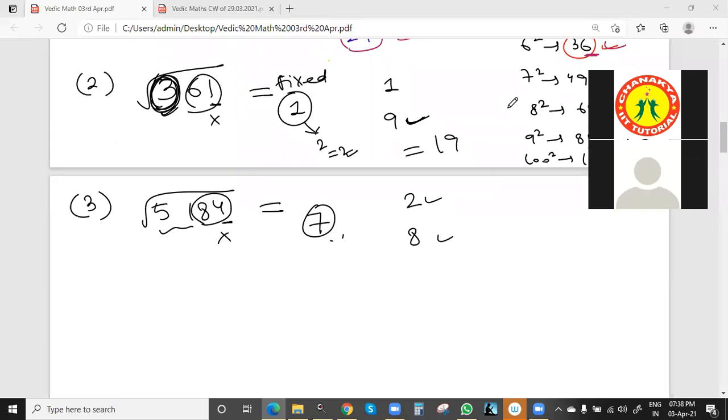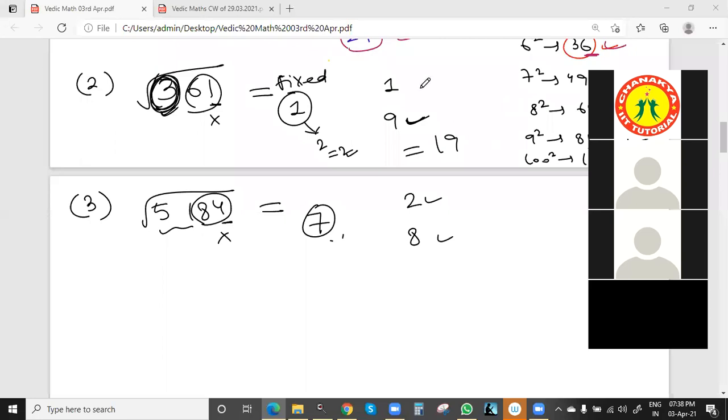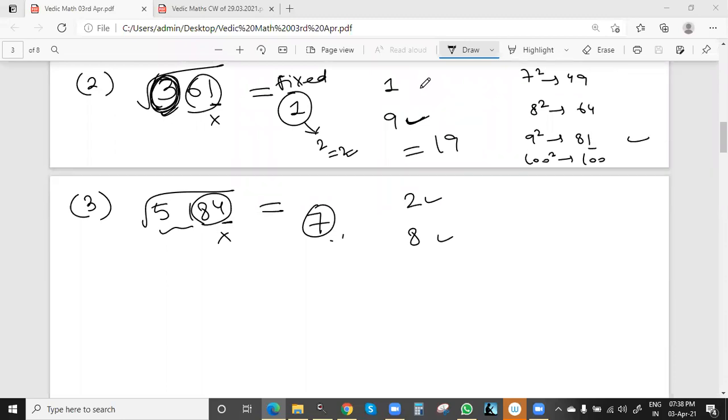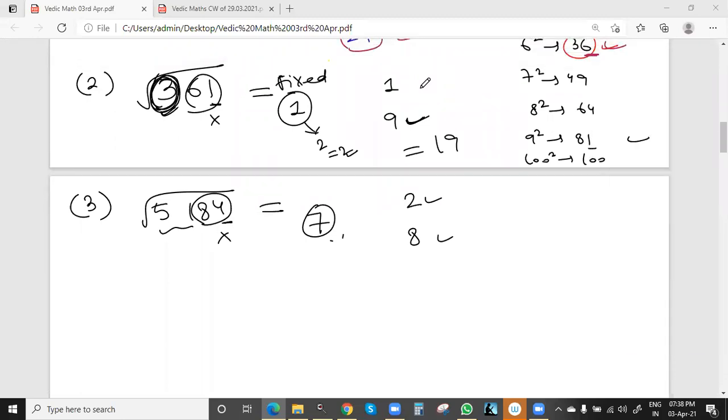Sir, are we cancelling the 2 digits here, not 3 digits? Two only, because we are finding the square root. In cube root, we ignore the last three digits. For any number, we only cancel 2 digits when finding a square root. Correct. For square root we ignore the last two digits, and for cube root we ignore the last three digits.